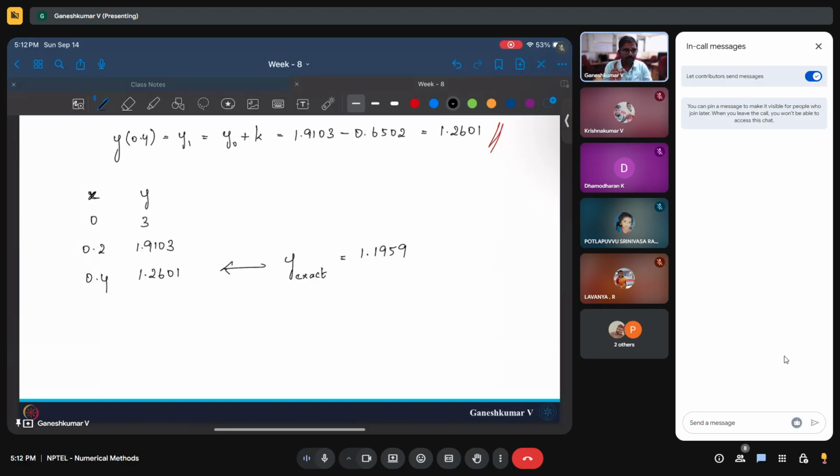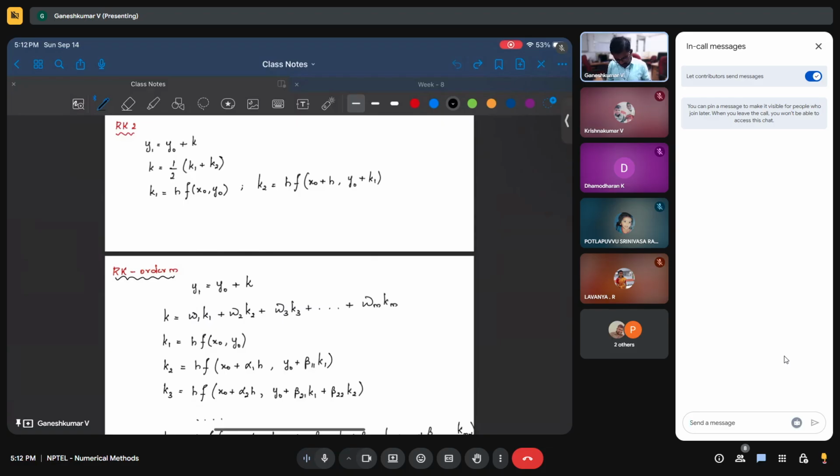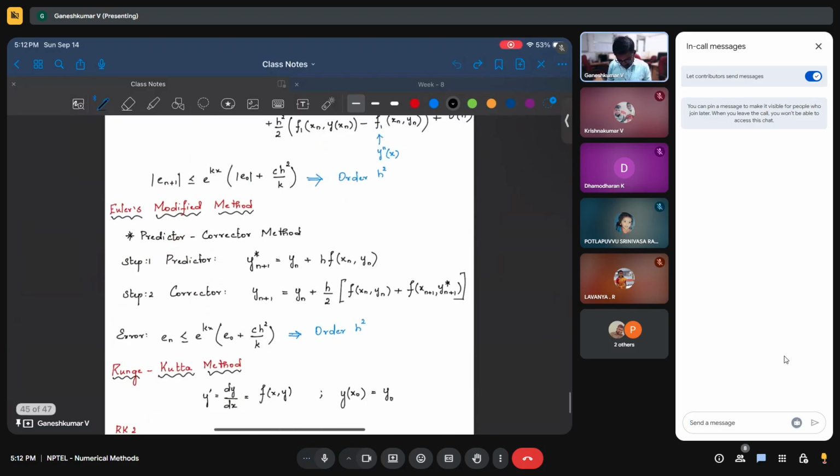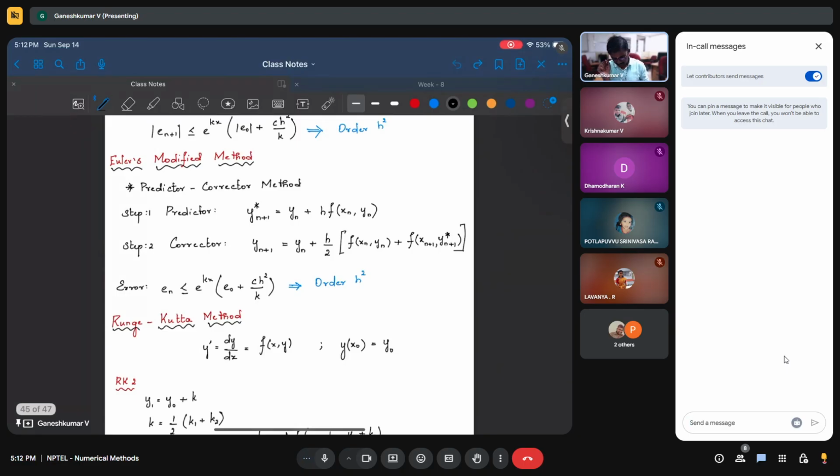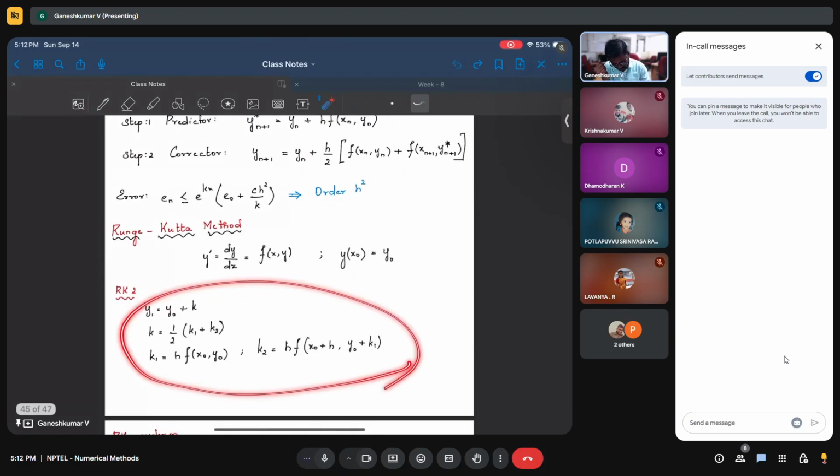There is also one more method called modified Euler method, if you remember. So in the class notes, you have Euler's modified method. This Euler's modified method is a predictor corrector method. It is actually the same as the RK2 method. You can find the equivalence here.